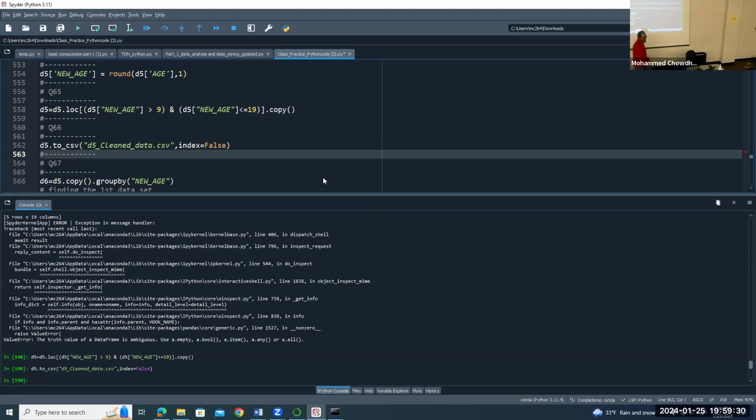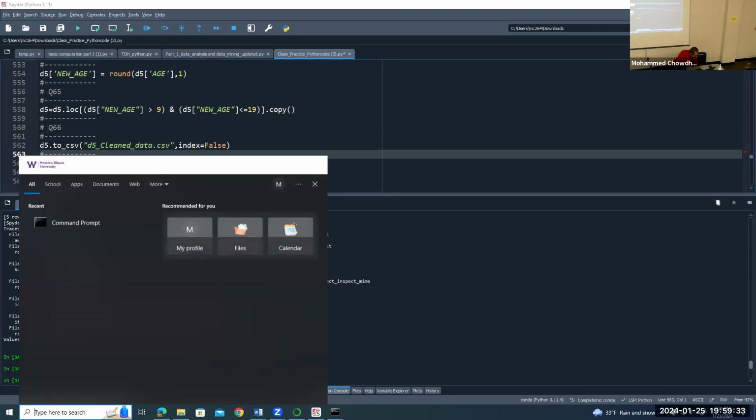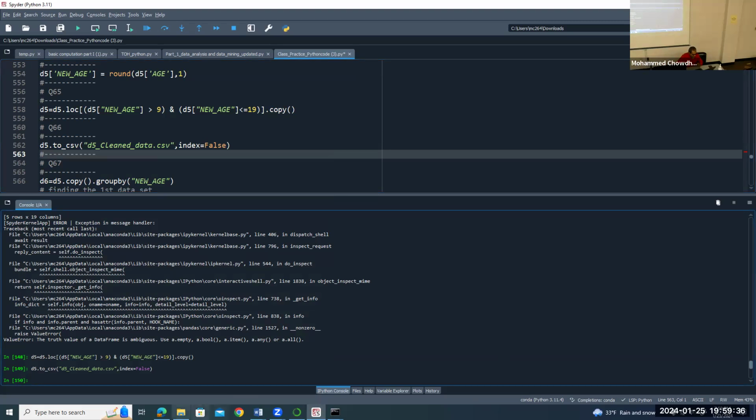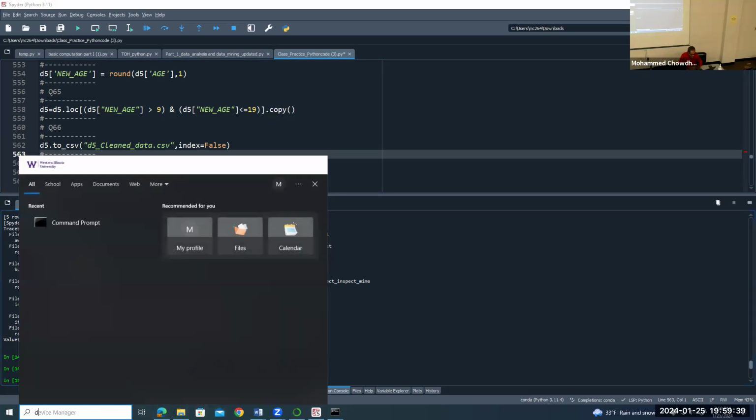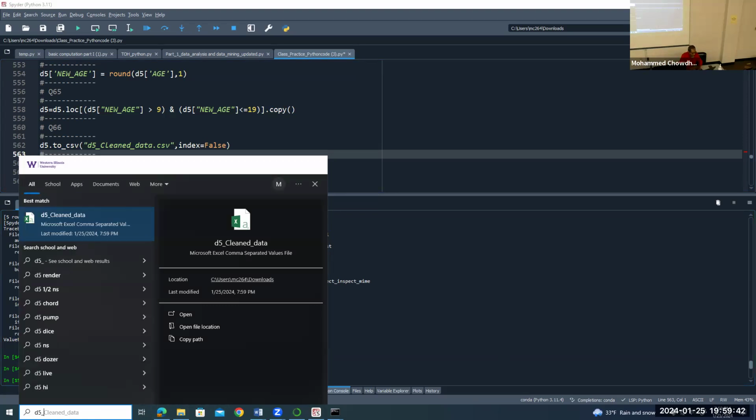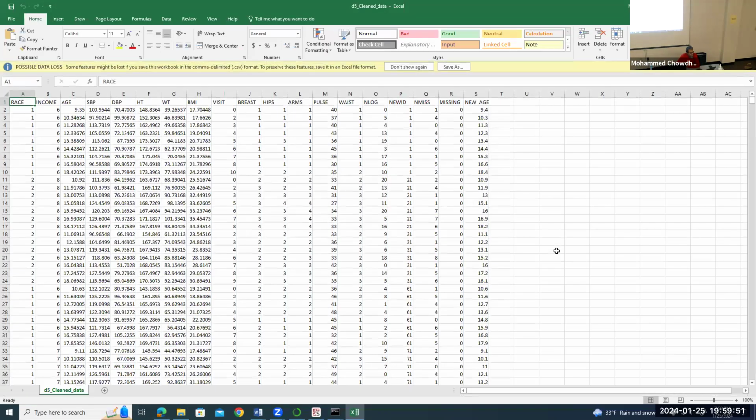So where is this data? If I go to the search box and type D5 underscore clean, are you seeing it showed up, right? The data is already saved. Where? It is saved in my working directory. You can also put it somewhere else, but now it is saved in the working directory where I declared. So this is the data. Now you will save it and give it to the people who are working under your supervision.